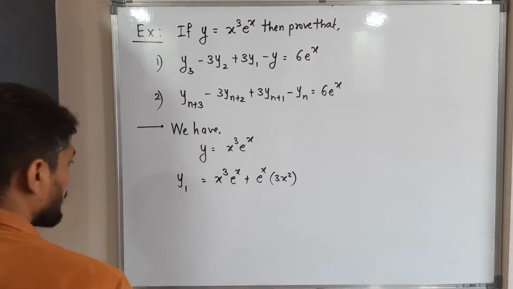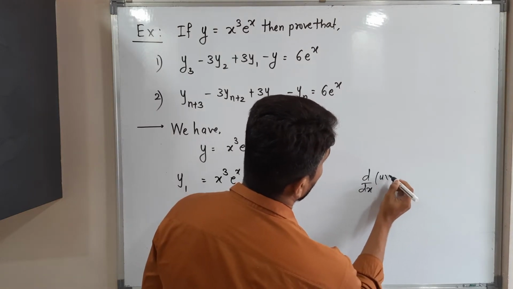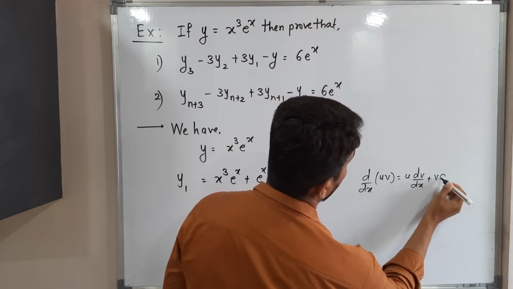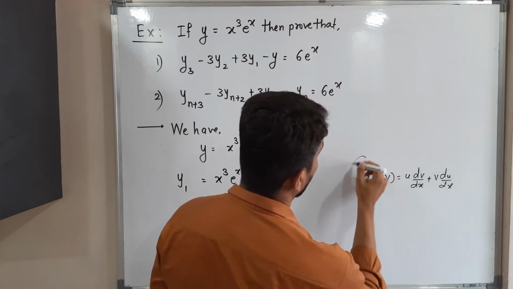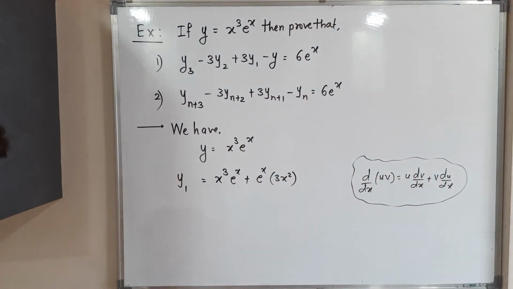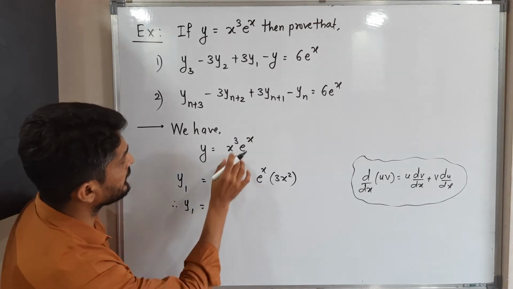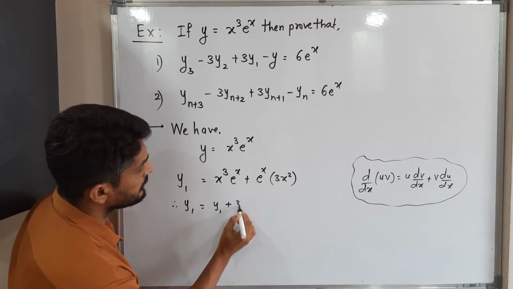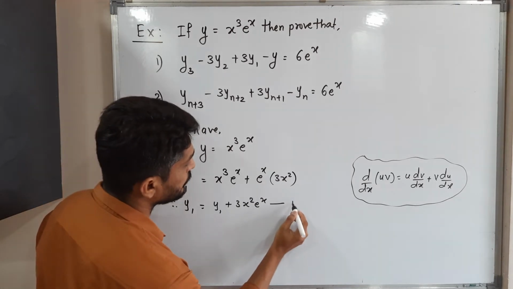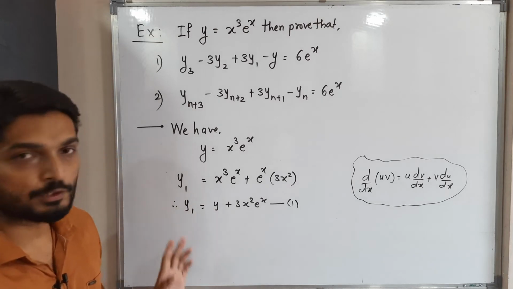If you don't know, let me write it here. Derivative of uv is equal to u derivative of v plus v derivative of u. This is the u into v formula. So when you have a product of two functions, we have to use this formula to find the derivative. Therefore, y1 is equal to, this is nothing but y, right? y plus 3x square e raised to x. I will call it equation number 1. So the first derivative we have got.